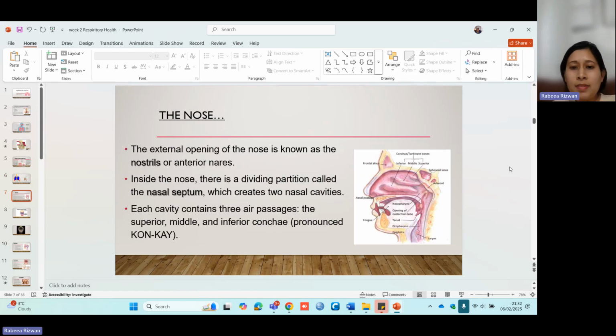So let's discuss the part, the nose. Nose, we all know it's the external part. We can easily see it, it's obvious. And they are also called nostrils or anterior nares.